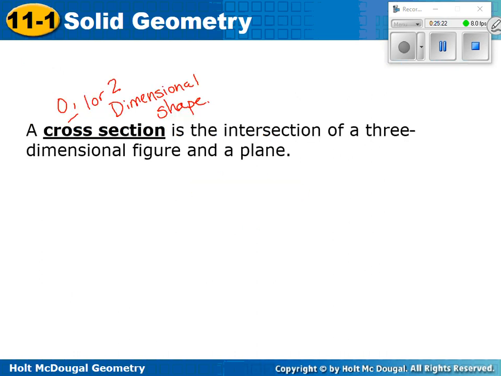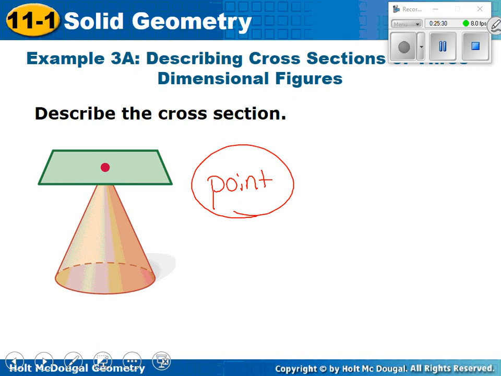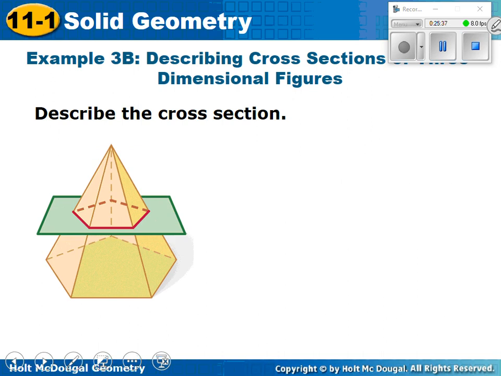So when you get to the homework, it's going to say describe the cross section. Describe just means name the shape. It's a point, it's a triangle, it's a line. What is the cross section? Okay? So look at the next one. What's the cross section here?